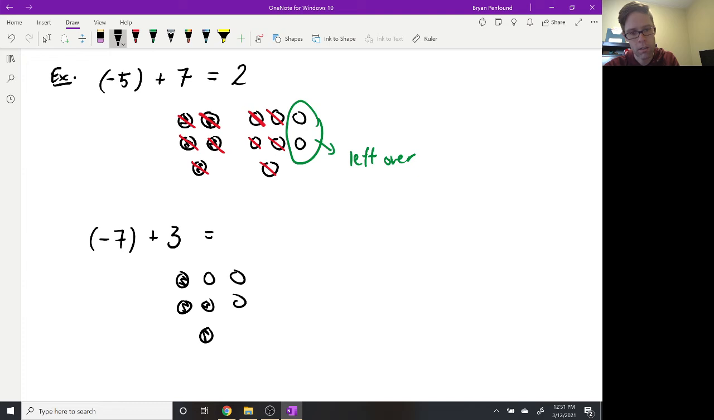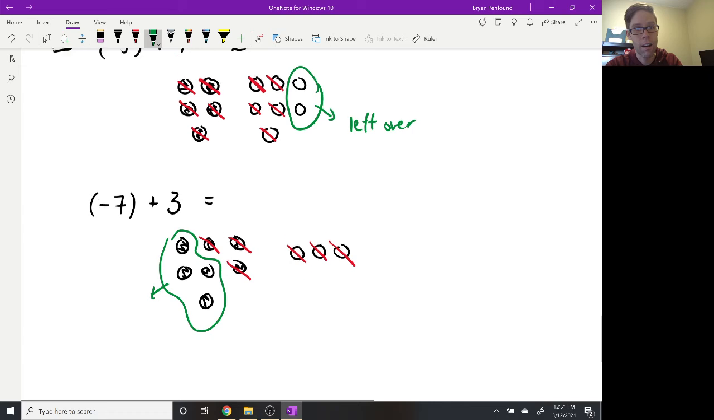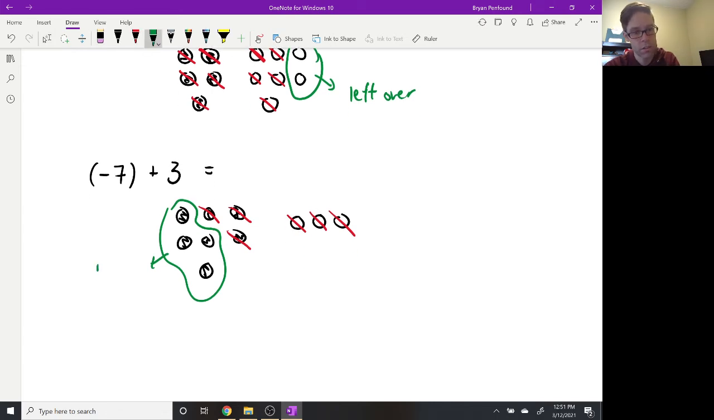So here I'm going to model -7, and I'm going to model +3, and then we're going to start removing our 0 pairs. So one of these will add with one of those to get 0, and one of these, and one of these, and one of these. So after we've simplified, we see that this addition should give us 4 black chips left over. Okay, so after simplification, I see that I get -4.